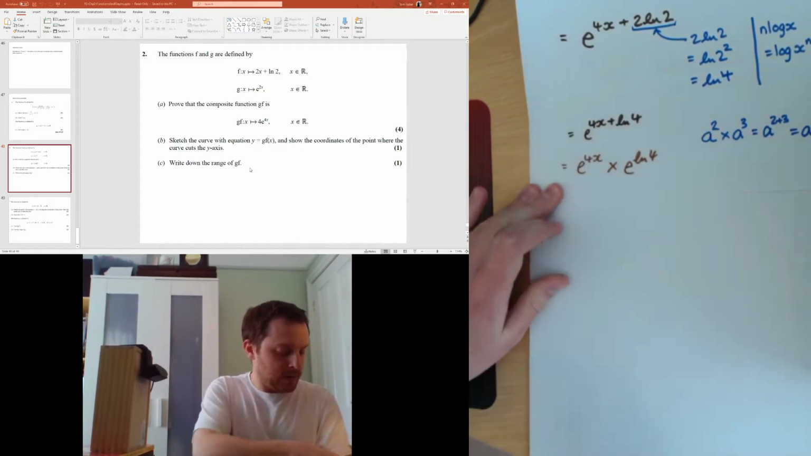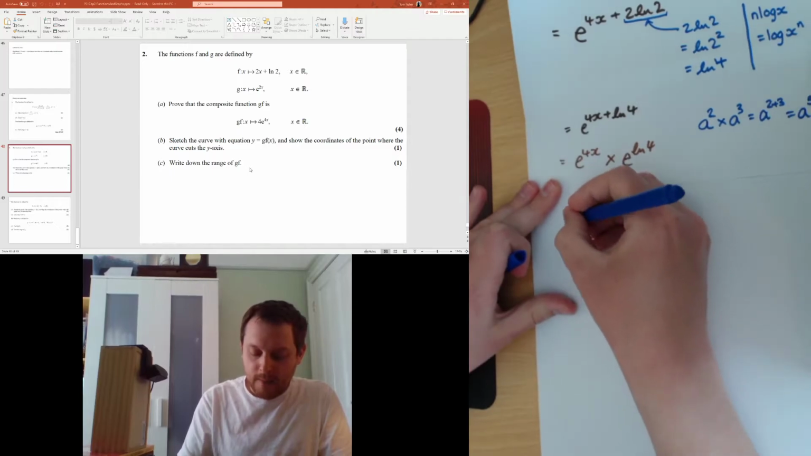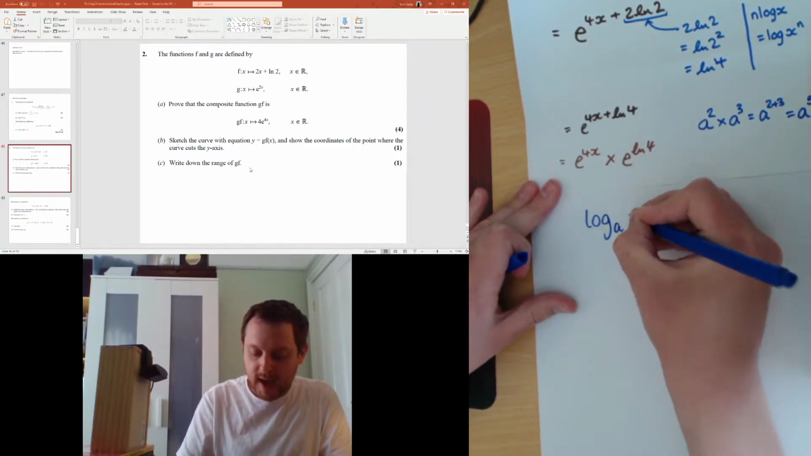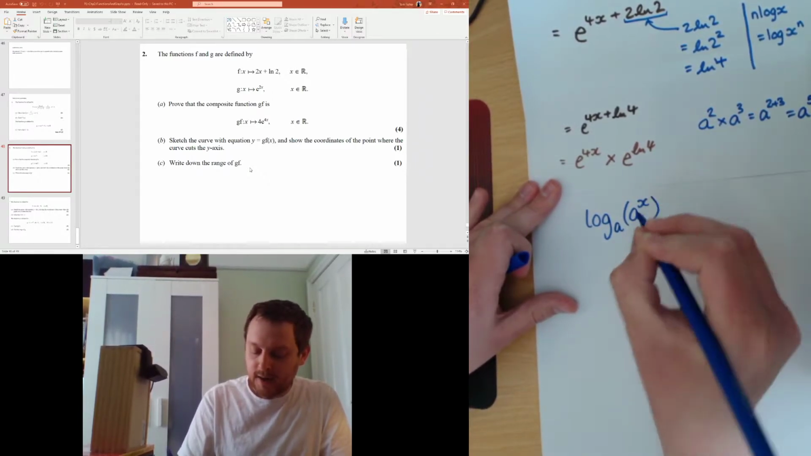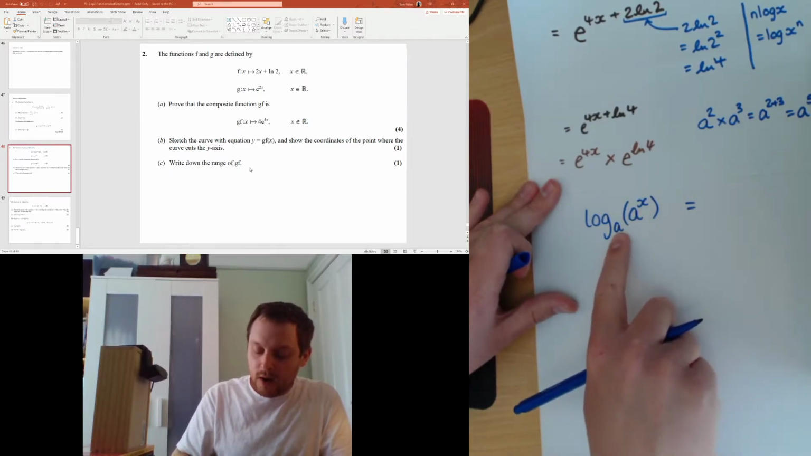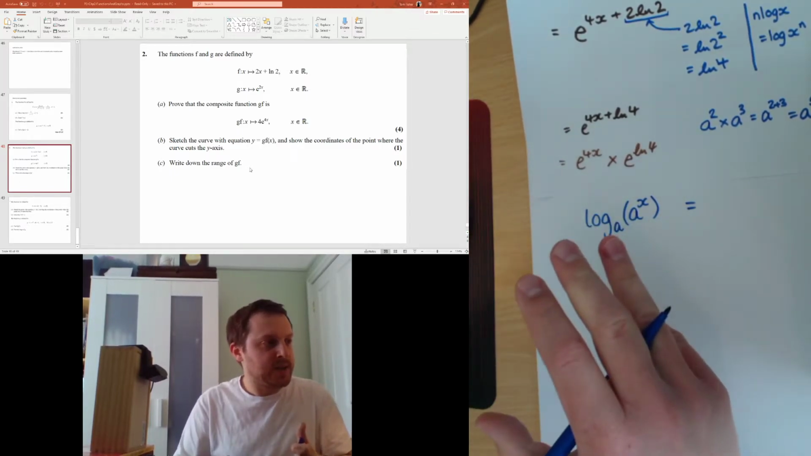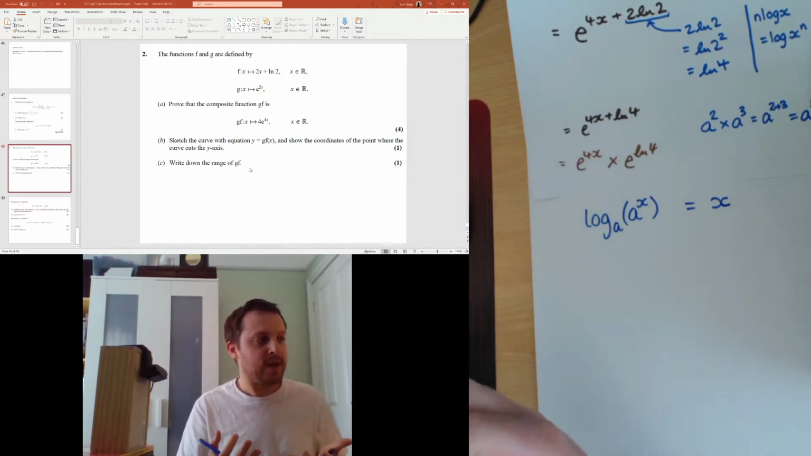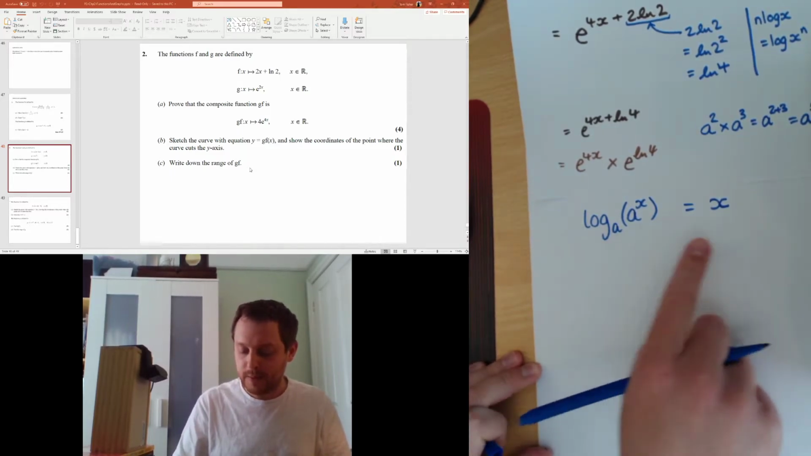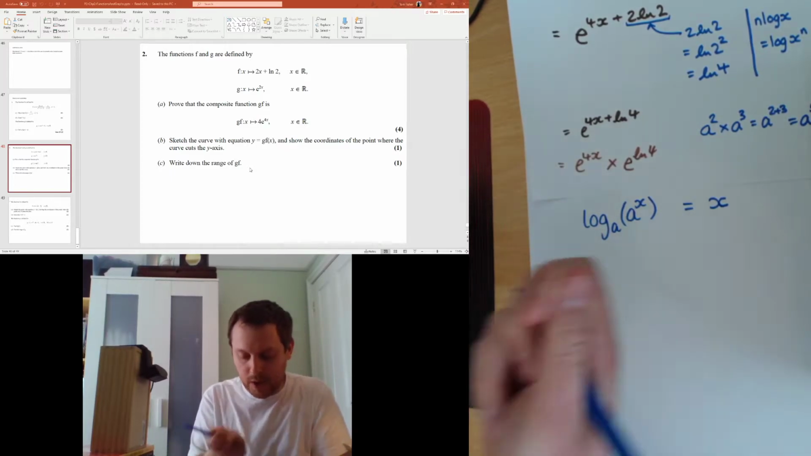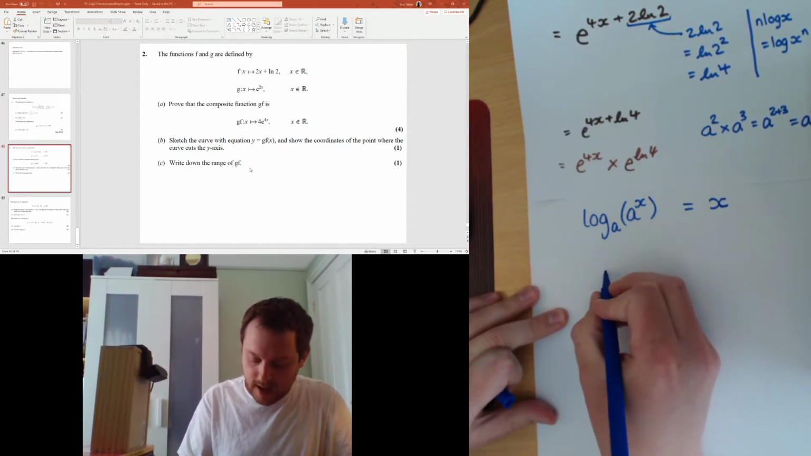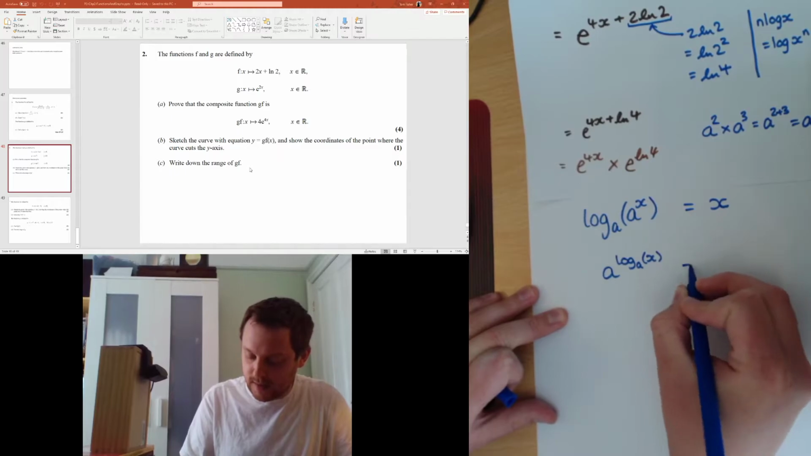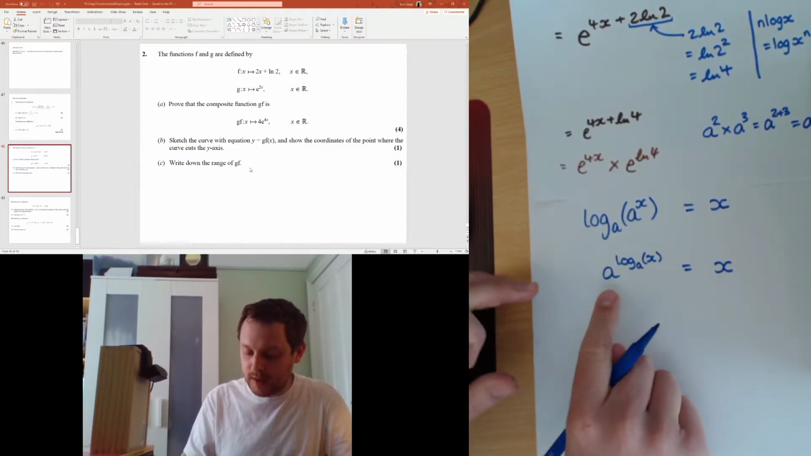The general log law, so let me use blue again. If I have log to the base a of a to the x, the log to the base a kills that base and it recovers x. So this is like the fundamental definition of a log. This is really fundamental, and we can also write it with the functions composed the other way, because they are inverse to each other. So this is a to the log to the base a of x is also x. So these functions cancel each other out.